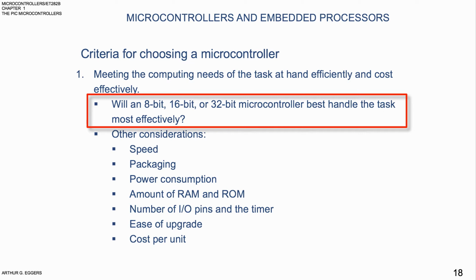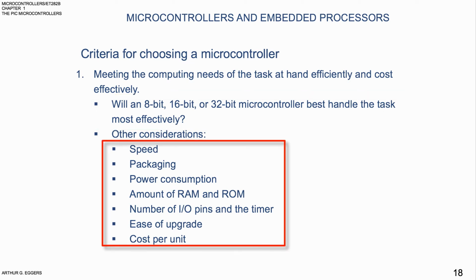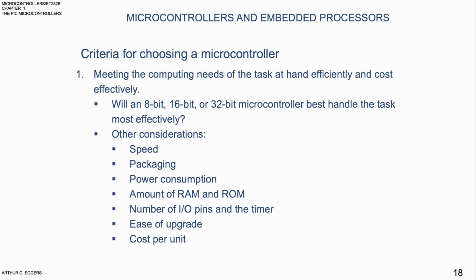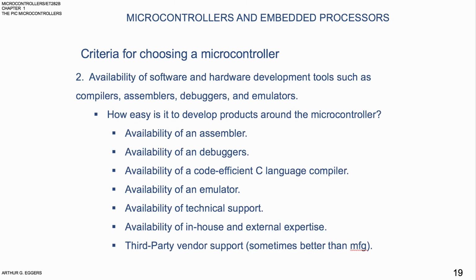In doing a selection, you may find out that an 8-bit is all you need. You don't need anything that has a higher capacity. And so the other considerations that we mentioned then: speed, packaging, power consumption, amount of RAM and ROM, number of I/O pins and timers, ease of upgrade, and cost per unit. And all of these are kind of a graded process as well. We're looking at doing trade-offs here. You have to look at each of these considerations and determine in some sort of priority which one fits your need the best. And speed may not be it. It may be cost per unit. So let's take a look at these factors.